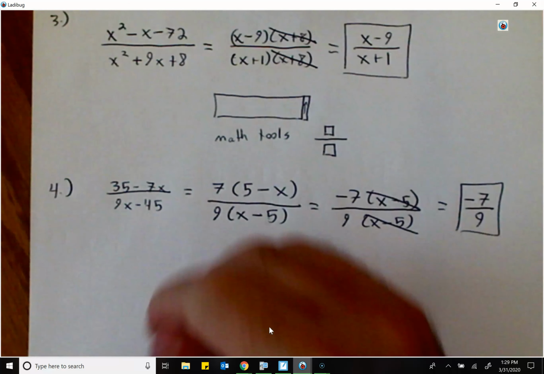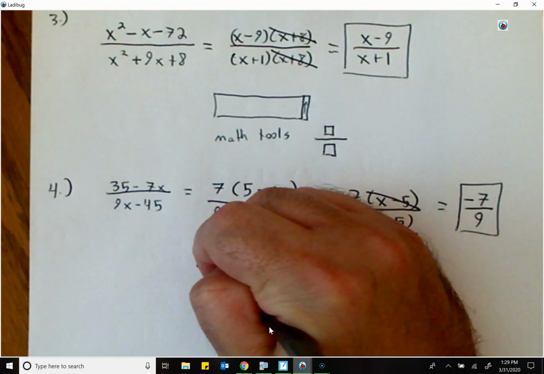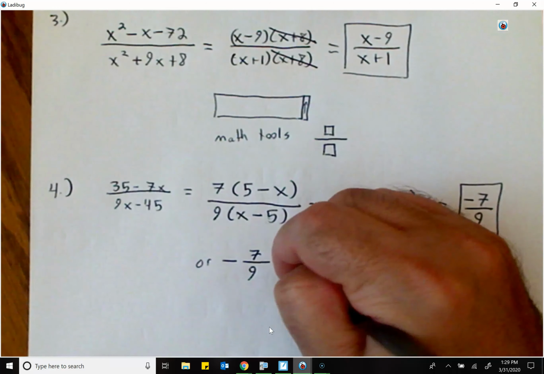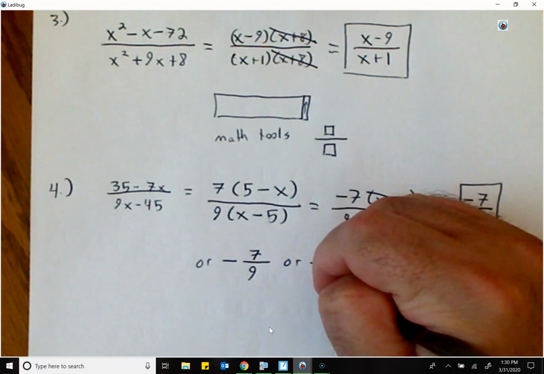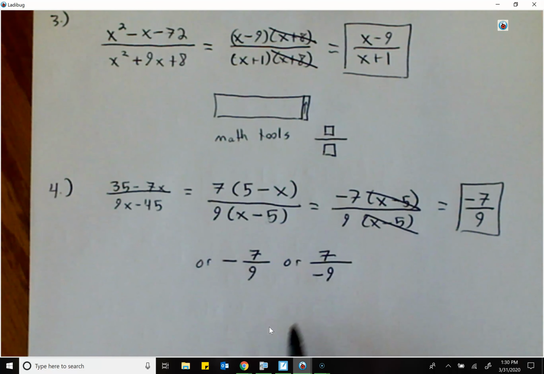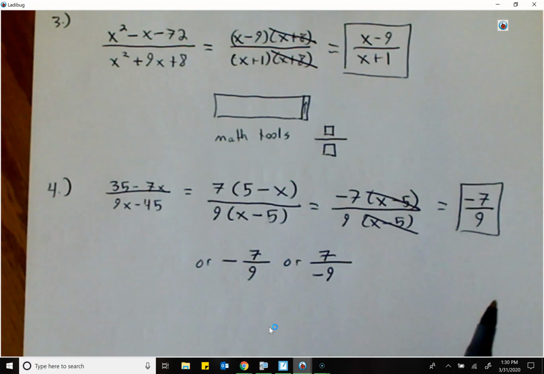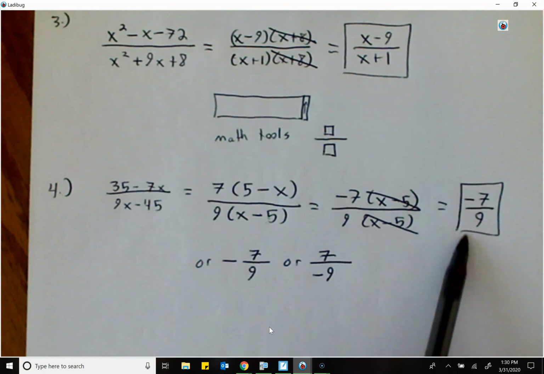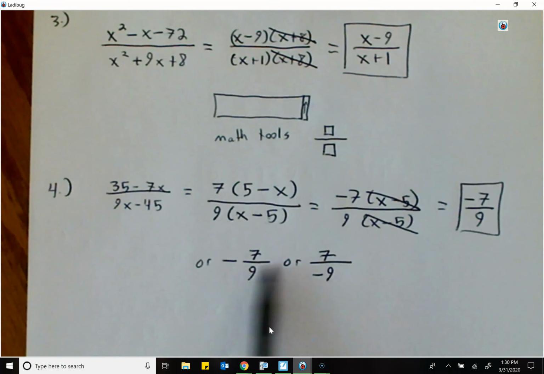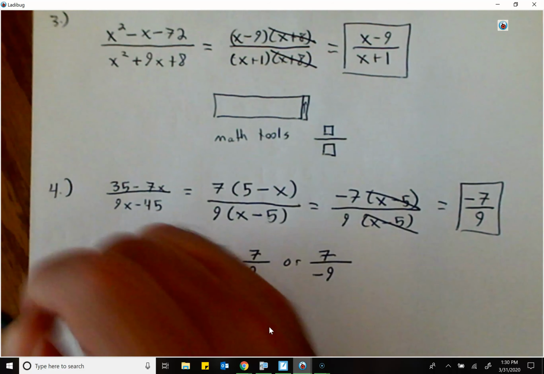You could also have these for possible answers. Maybe you put the negative out front, or maybe you put the negative in the bottom. Because again, we could have pulled a negative 9 out of this one to make it match. So both of these are also still valid answers, the same as that guy. Okay? Remember that when you have a negative in a fraction, it either goes in the numerator, out front, or in the denominator. So all of these are valid answers as well. All right. So let's jump into number 5.